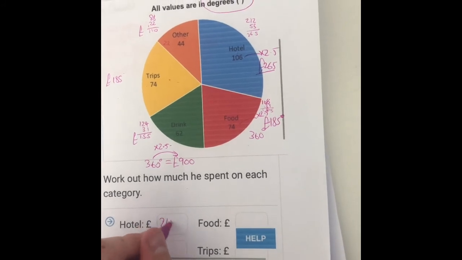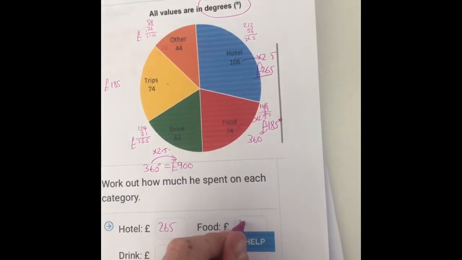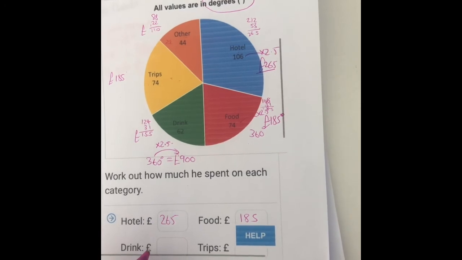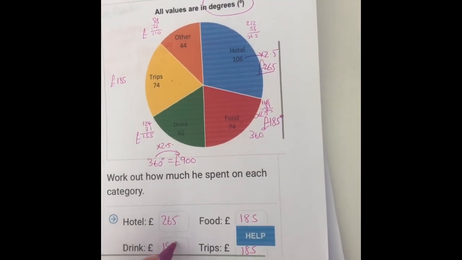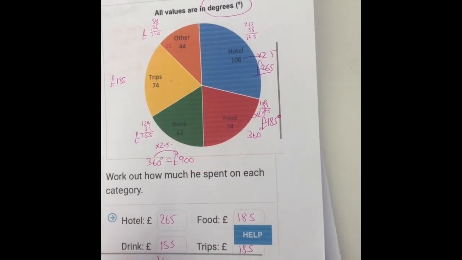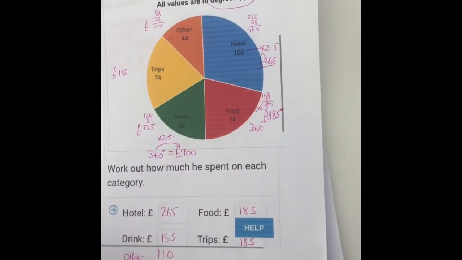Hotel, 265. Food, 185. Trips, 185. Drink, 155. Other, 110. They all add up to 900.